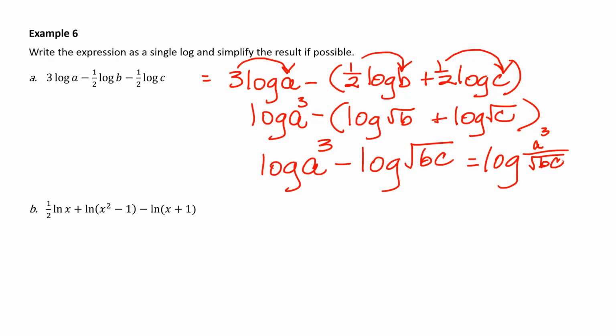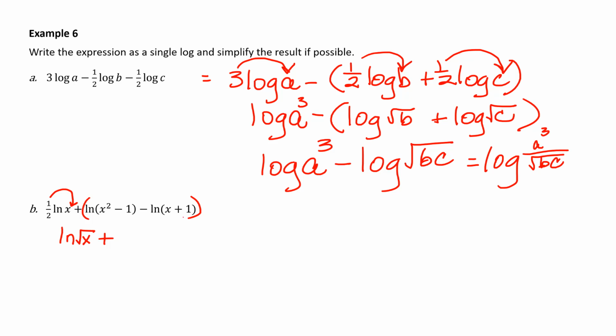Okay, here's another one. We've got 1/2 natural log of x plus natural log of x squared minus 1 minus natural log of x plus 1. All right, so first of all, I'm going to take that 1/2 and put it into the exponent on that first one, and therefore it will just be the natural log of the square root of x. So natural log square root of x. Then I have natural log of x squared minus 1 minus natural log of x plus 1. And since there's a plus sign there, it doesn't matter if I put parentheses around this.